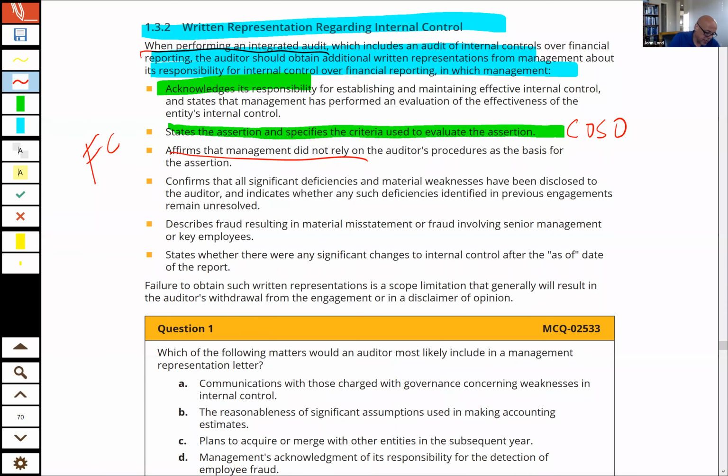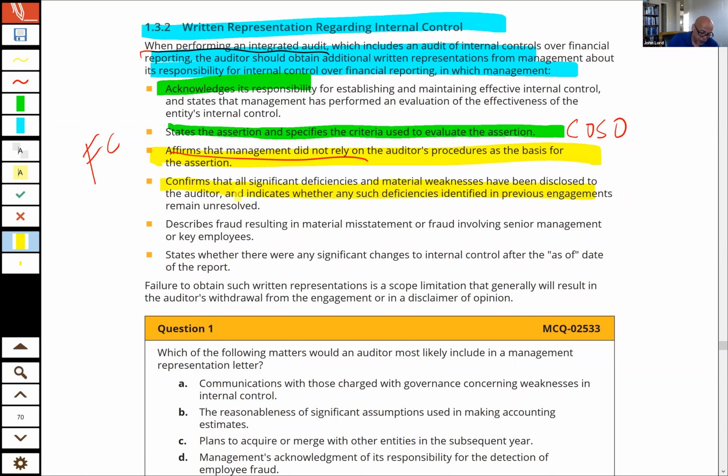Management also affirms that they did not rely on the auditor's procedures. So in these cases, management has to evaluate the control. They don't sit on their butt waiting for the auditor to do it and say, whatever you say about the controls, auditors, we say. They are responsible to be actively involved in assessing the controls, okay?